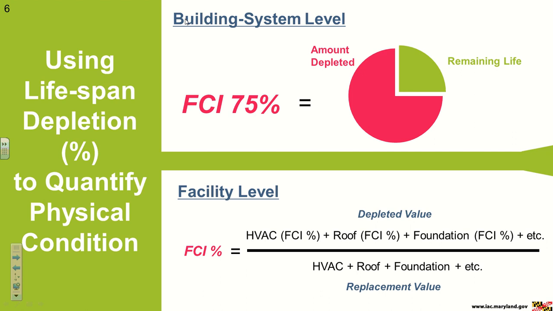The Facility Condition Index, or FCI, at the building system level is the percentage of depletion of the measured building systems. Knowing the FCI of each major building system is important for planning and practicing effective maintenance. We determine a facility's FCI by aggregating the proportionate FCI of each of its building systems. It is important to know a facility's FCI to forecast its ability to perform its intended educational support function and to guide investment decisions such as when to repair or replace a facility.